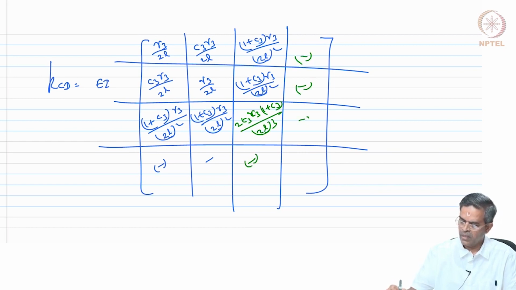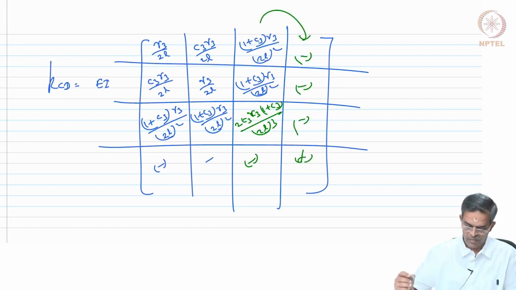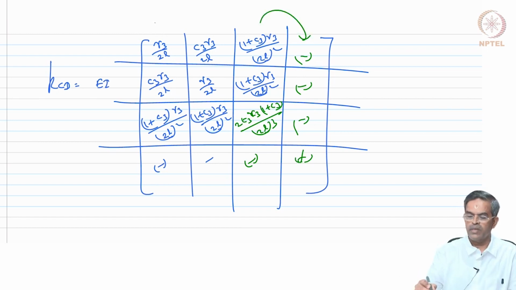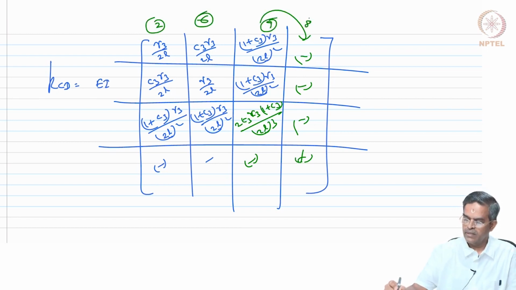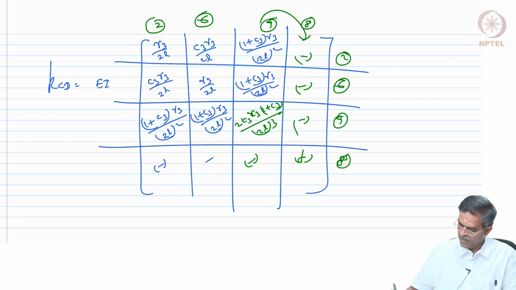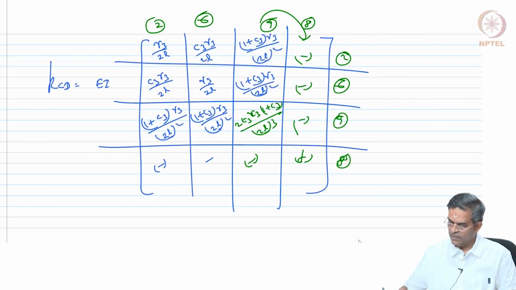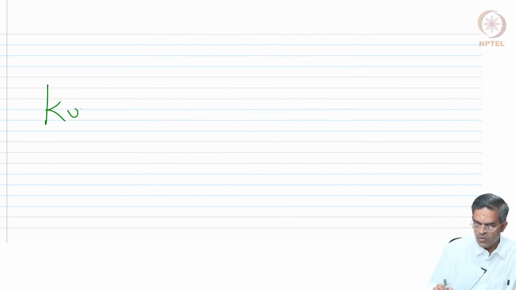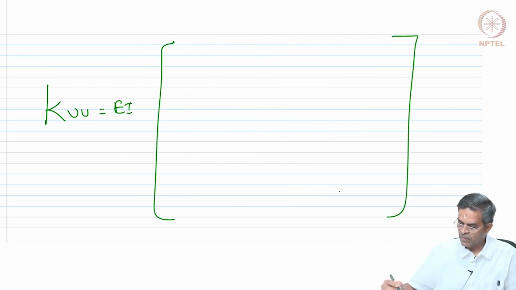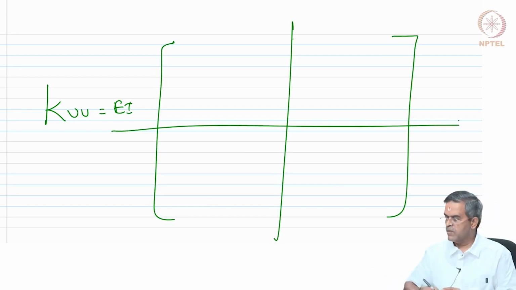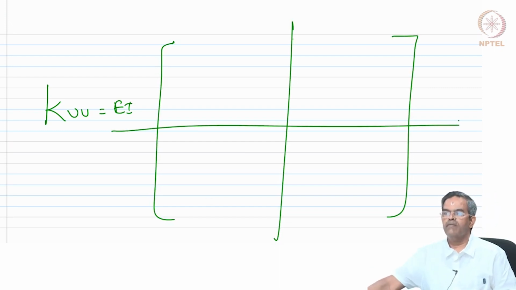So, negative, negative and plus of this column. So, the labels are going to be 2, 6, 9, 8. You can see here 2, 6, 9, 8. So, we have all the 3 matrices, I can assemble them and get KUU, which will be E times of, okay, substituting, we will get this as KUU.